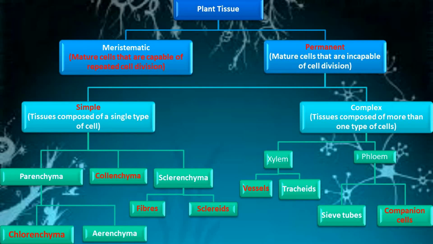Parenchyma is divided into two: chlorenchyma, parenchyma. Sclerenchyma is also divided into two: fibres, sclerites. Xylem is also divided into two: vessels, tracheids. Phloem is also divided into two: sieve tubes, companion cells.